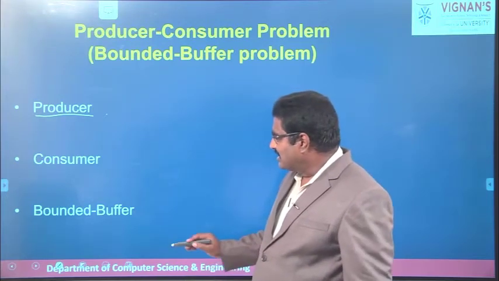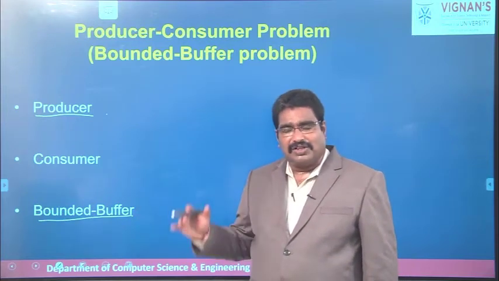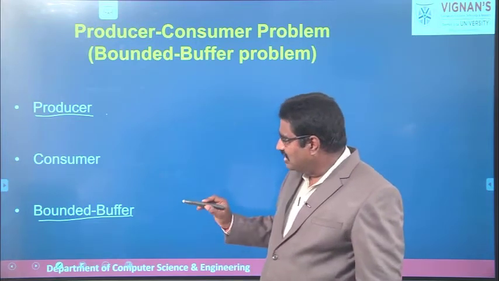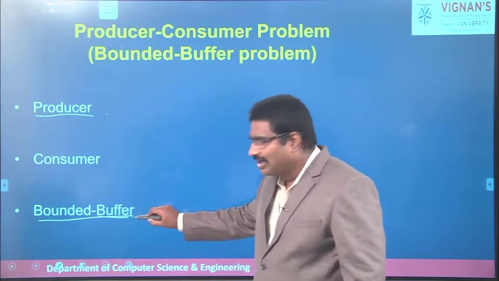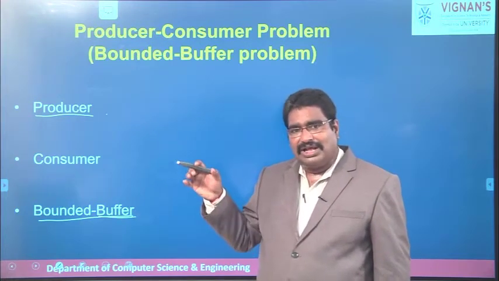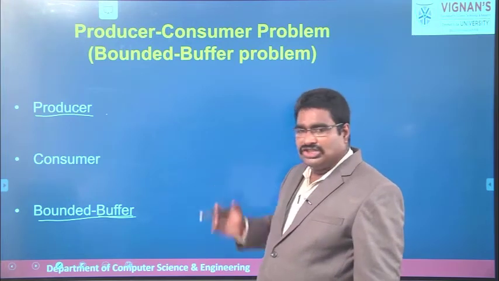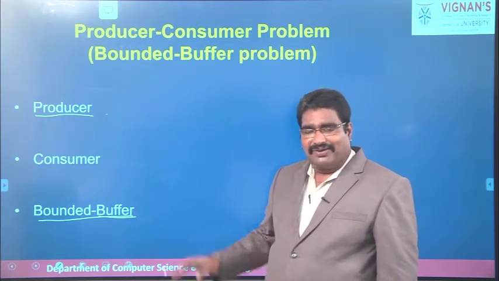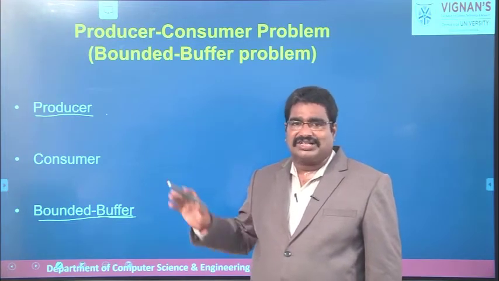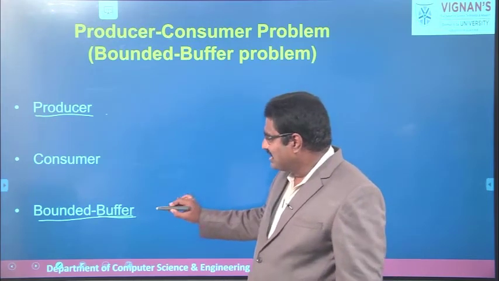Now we discuss the bounded buffer. In the producer-consumer problem, whatever the producer produces is placed into the buffer. And what is a buffer? A buffer is a temporary storage area. Those items are placed into the buffer, and whatever items are available in the buffer, the consumer consumes. If the temporary storage space has infinite space, it is considered an unbounded buffer. If there is a fixed space, it is considered a bounded buffer.